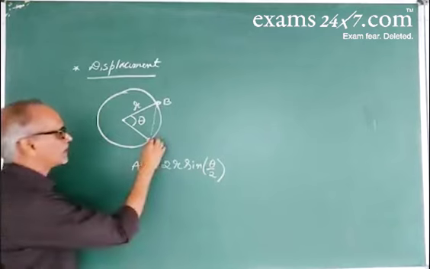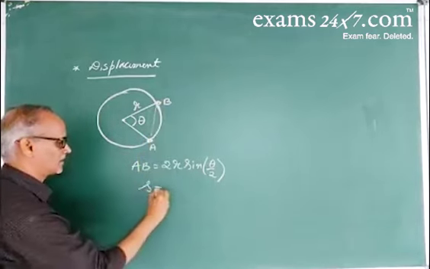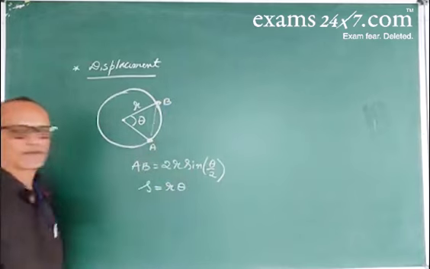What is the distance covered? The distance covered is the arc length. So which is S is equal to r theta.